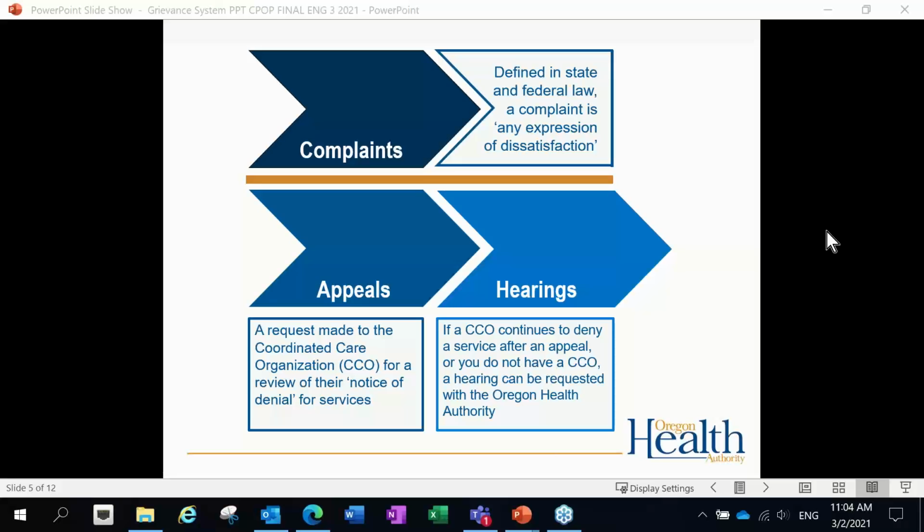After the appeals process, there's also the process of an administrative hearing. If a coordinated care organization on appeal continues to deny a requested service, the member can request an administrative hearing at the state level. The Oregon Health Authority has hearing representatives that will review the appeal that was done by the CCO and proceed to a hearing if necessary.